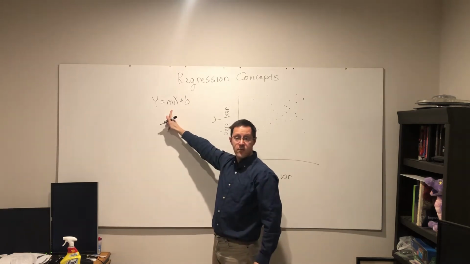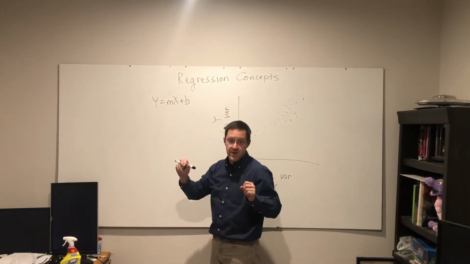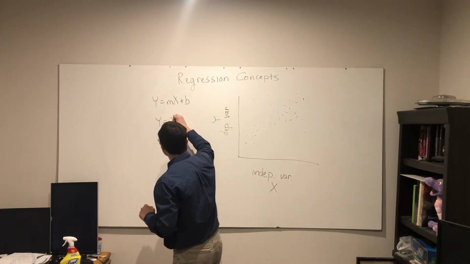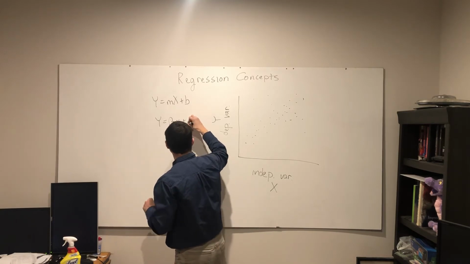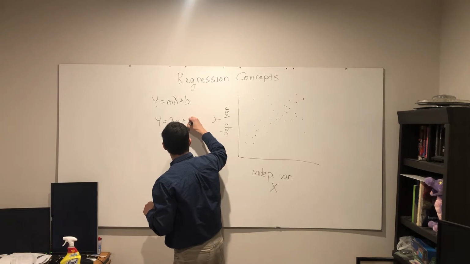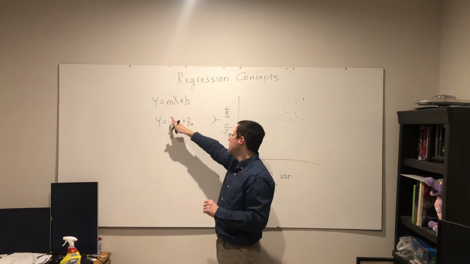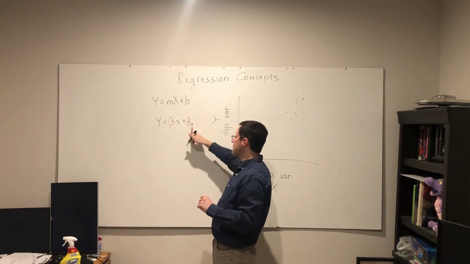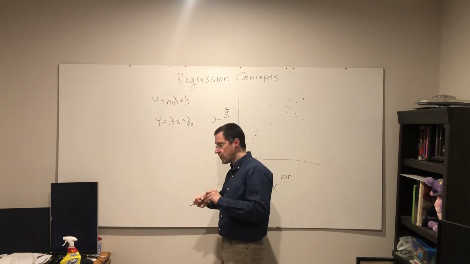Remember, one of the forms of writing out a line, slope-intercept form, you can have y equals mx plus b. This is what we use basically. But it's then saying y equals, instead of using m, we use the Greek letter beta. In place of b, you'll sometimes see beta subscript 0 or beta naught, or something else to represent what's called the intercept.